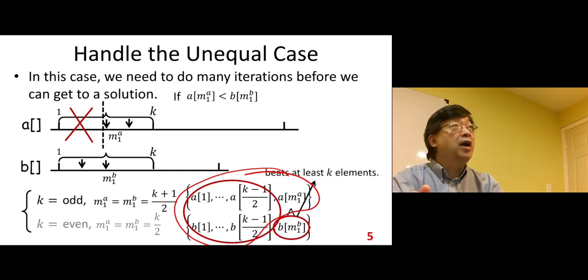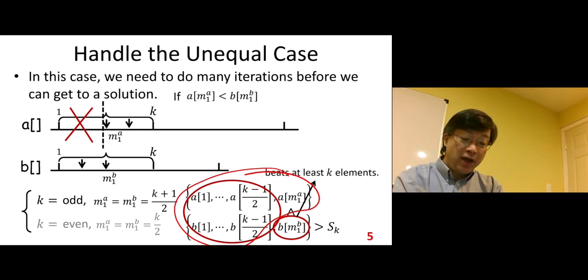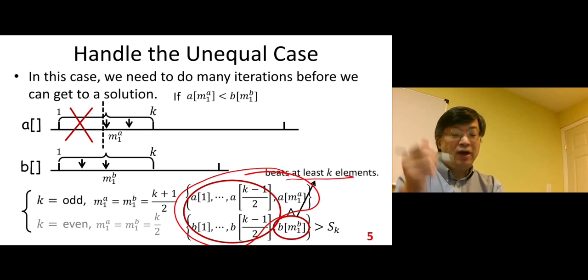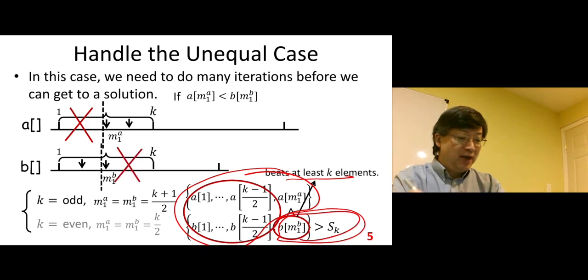At least k, right? That means this element is already greater than sk, because it can already beat at least k elements, right? So that means all the elements greater than or equal to this B part can be eliminated. That means this part can be eliminated because all the elements are greater than sk.